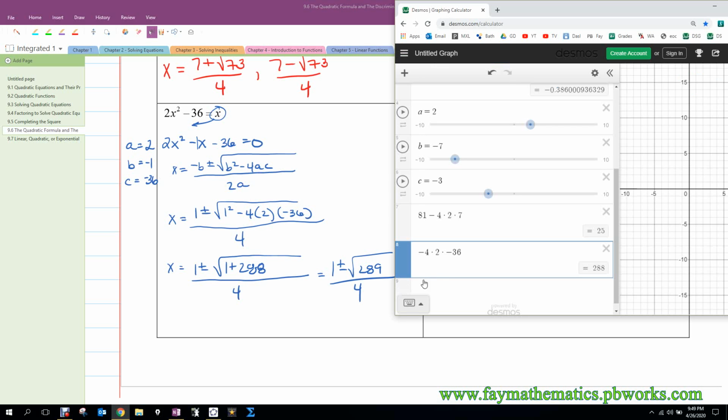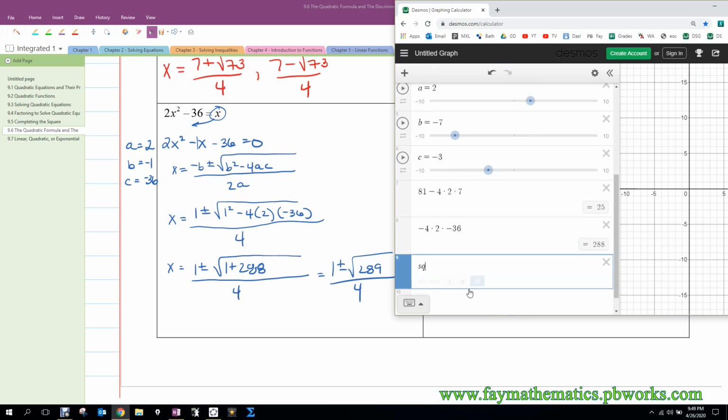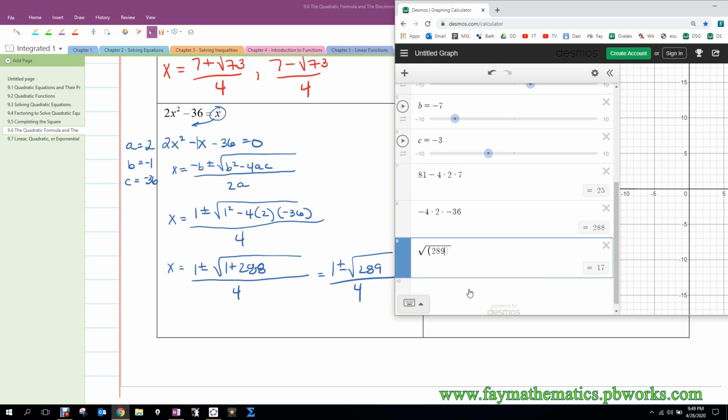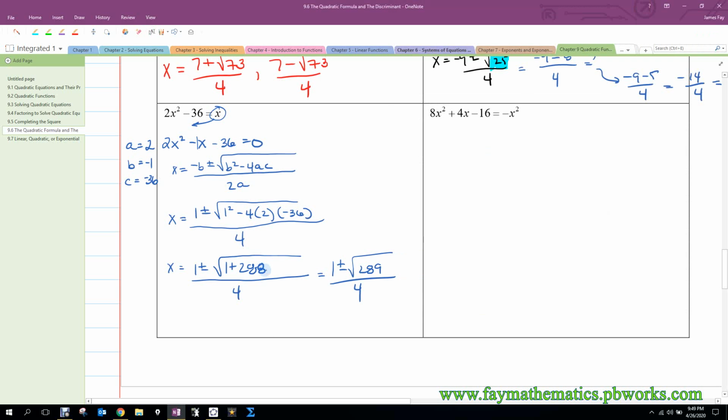If I take the square root of 289, I get 17. So I get 1 plus or minus 17 over 4. So it goes to 1 plus 17 over 4, and then I got 1 minus 17 over 4. So 1 plus 17 would be 18 fourths, which is going to reduce to 9 halves. 1 minus 17 would be negative 16 fourths, which is going to reduce to negative 4. So those are my two solutions. 9 halves, negative 4. Those are my x values.